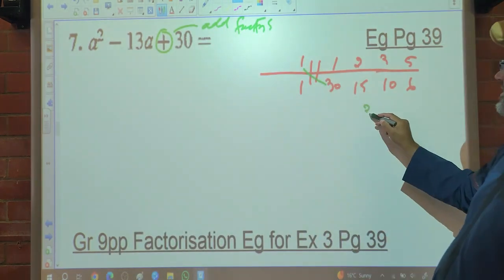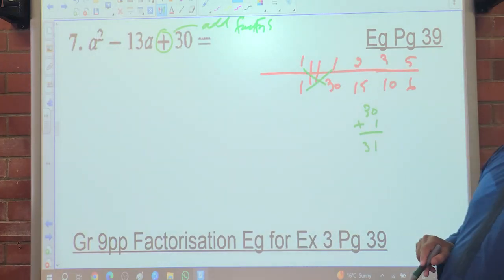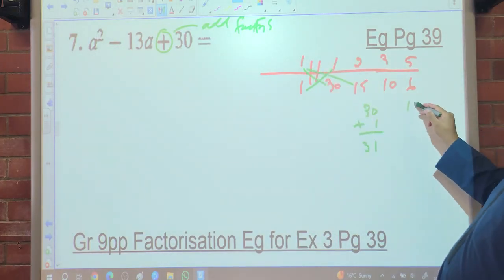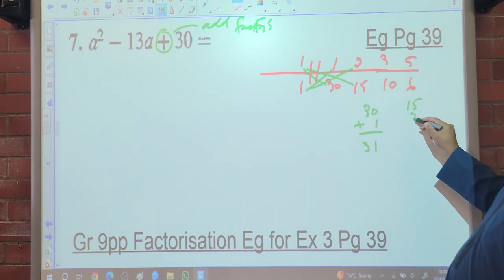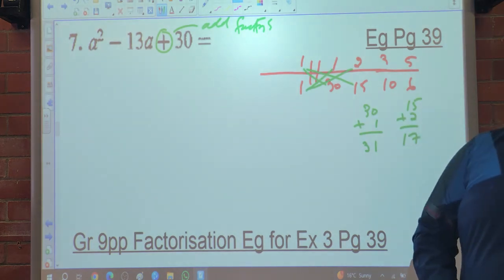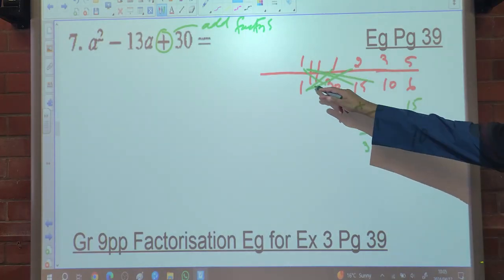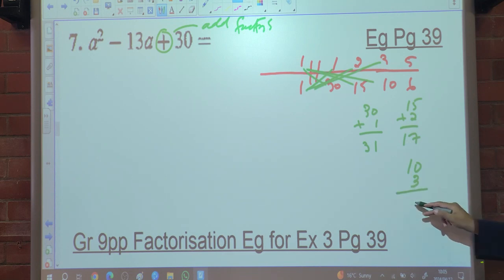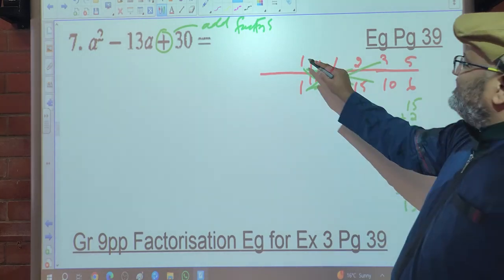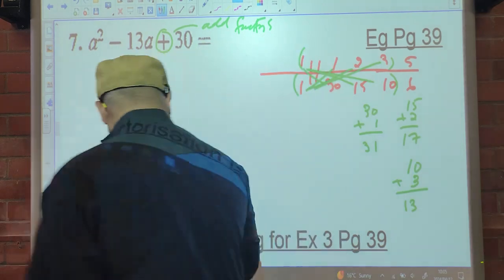1 times 30 is 30. 1 times 1 is 1. You add it, you get 31. 1 times 15 is 15. 1 times 2 is 2. You add it, you get 17. What am I looking for? 13. 1 times 10 is 10. 1 times 3 is 3. You add it, you get 13. So hang on. That is what I'm looking for. Not so? So in the bracket goes a 1 and a 3, 1 and a 10.